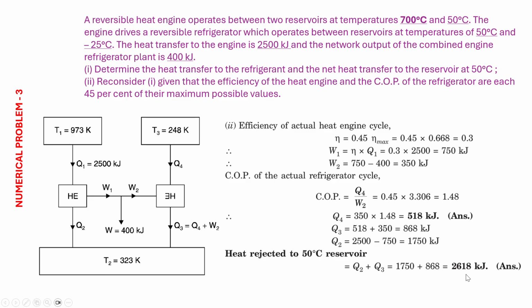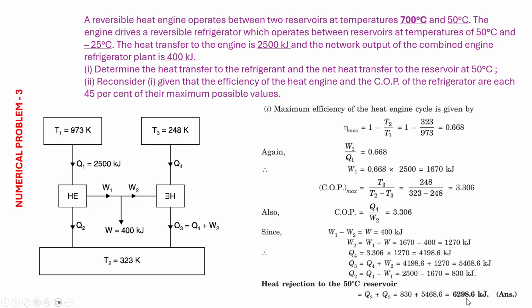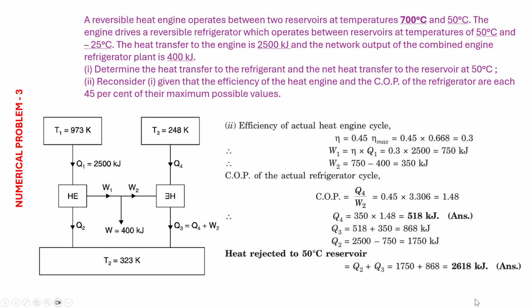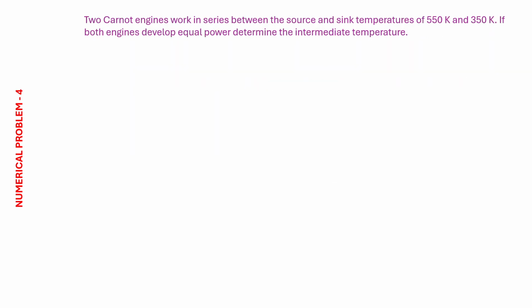By assuming 45% of the maximum possible value, we are having the total heat rejected to the 50 degrees Celsius reservoir as 2618, while in the case of the previous endeavor it is 6298.6 kilojoule, right? So this is how we need to deal with a complex problem, which is worth a 16-mark question, right? Then comes the fourth case of a problem.